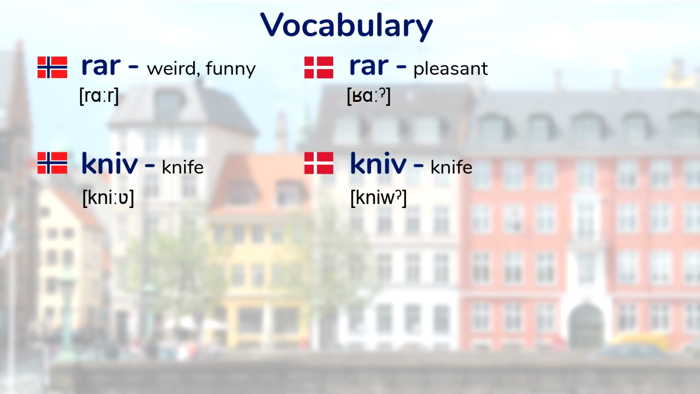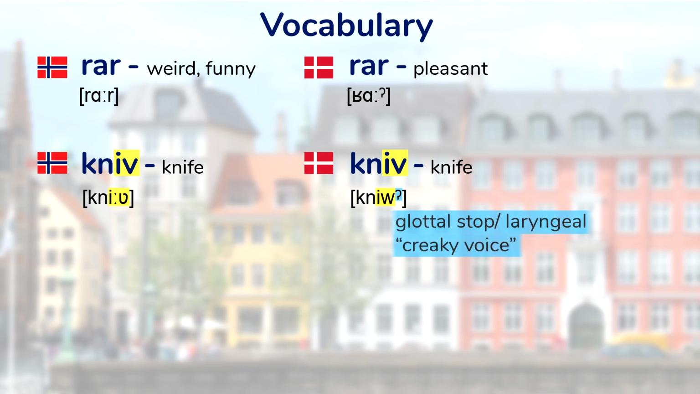Both of these words mean knife. Kniv, kniv. In both words, the combination kn is pronounced the same. But in Norwegian, iv is pronounced iv, while in Danish it's a diphthong. And again, the word ends in a glottal stop or laryngeal creaky voice.